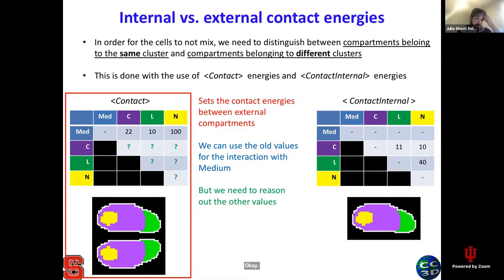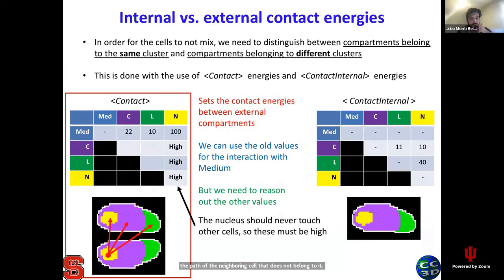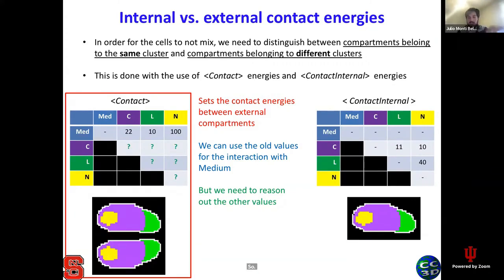For these middle ones here, we have to reason out what values we should use between the cytoplasm of one cell and the cytoplasm of the other cell, or what contact energy we should use for the nuclei of this cell with the nuclei of this cell, or the cytoplasm of the neighboring cell that does not belong to it. So what you have to do now is make guesses, educated guesses of what they should be.